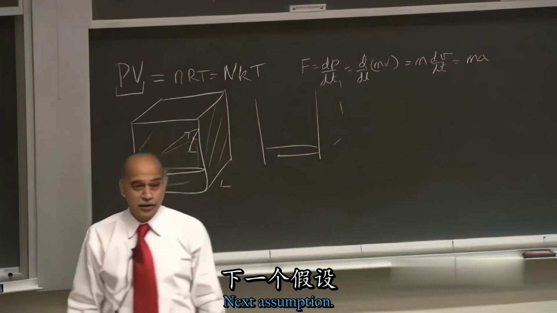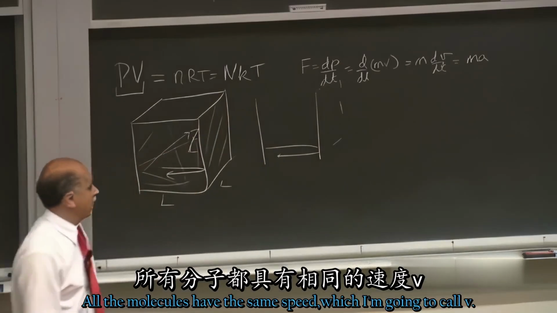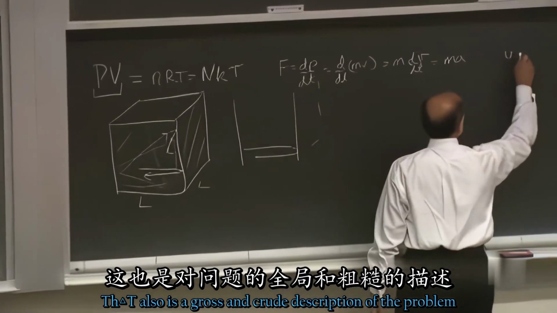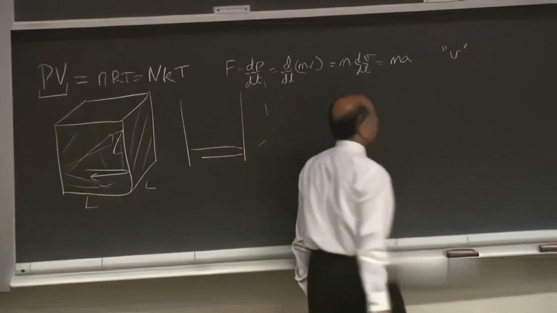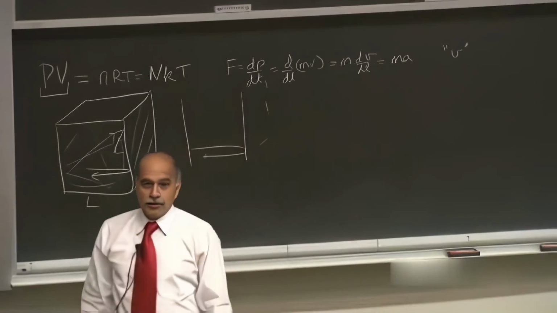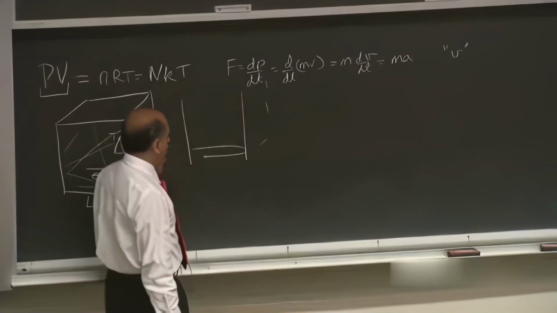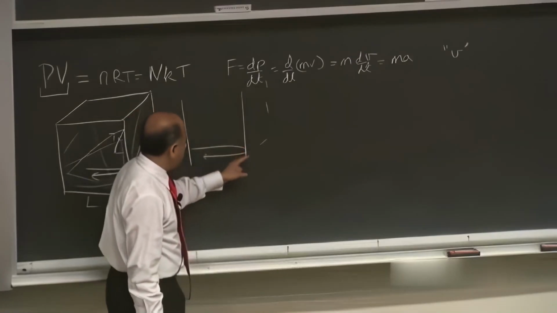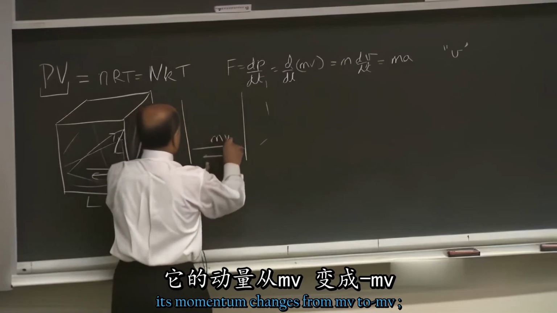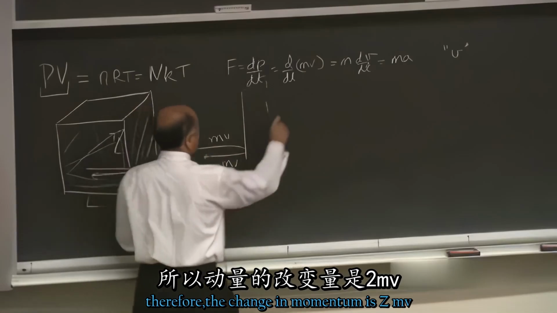Next assumption, all the molecules have the same speed, which I'm going to call v. That also is a gross and crude description of the problem, but I'm going to do that anyway and see what happens. So now you ask yourself the following question. Take one particular molecule. When it hits the wall and it bounces back, its momentum changes from mv to minus mv. Therefore, the change in momentum is 2mv.